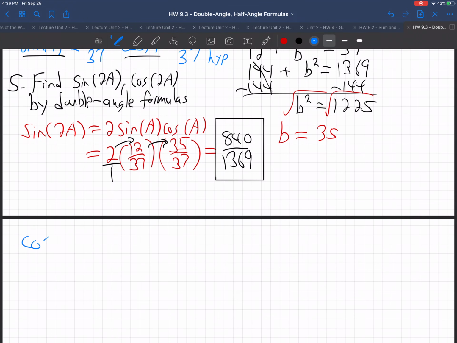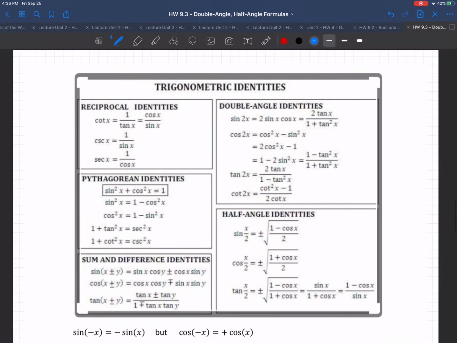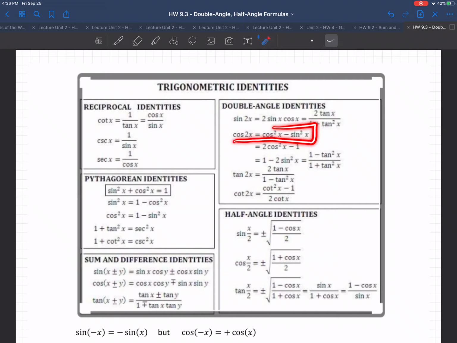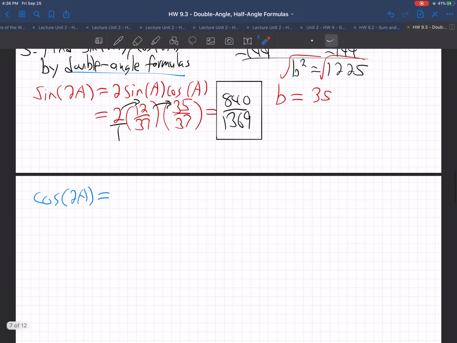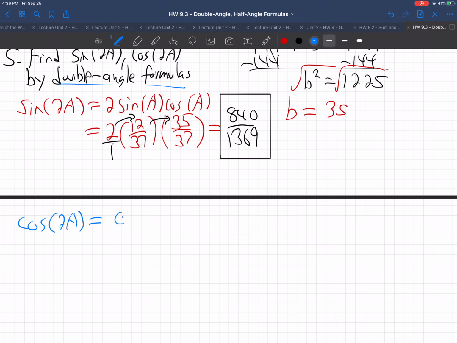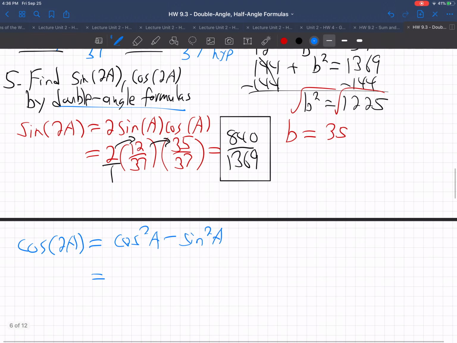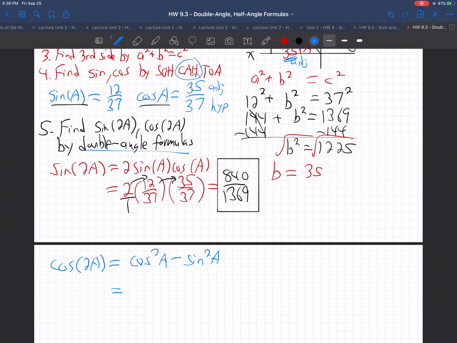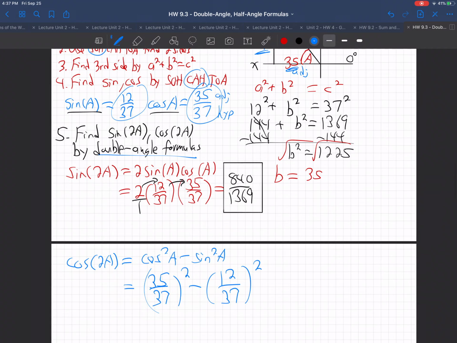Finally, now we got to do the cosine of 2A also. Again, use the double angle formulas. There it is, cosine of 2x. I'll just use this first one. Cosine of 2x is cosine squared of regular x minus sine squared of regular x. So it's going to be cosine squared of regular A minus sine squared of regular A. What's the cosine of regular A? It's right here. That's why we did all that work with the triangle to find it. 35/37 squared minus sine of regular A, 12/37 squared. Oh, wait a minute.